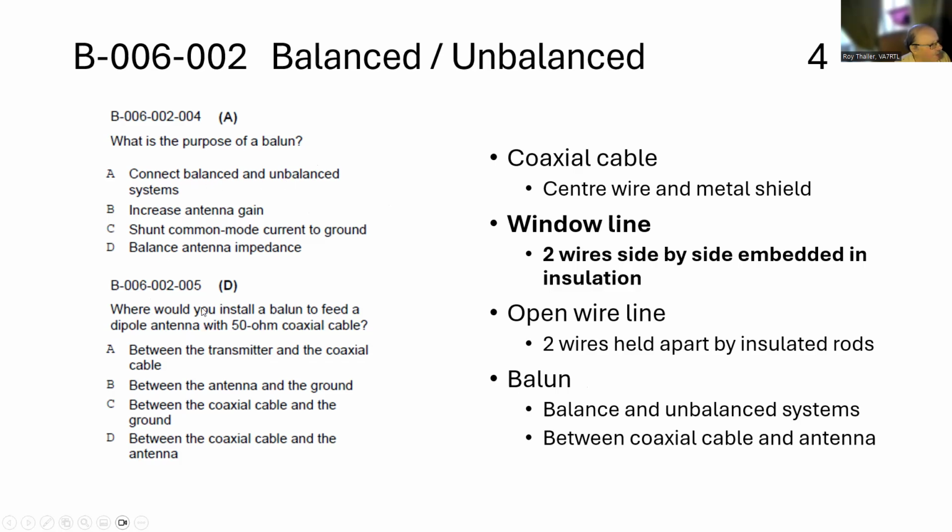Where would you install a balun to feed a dipole antenna with a 50 ohm coaxial cable? In that case, you want to install the balun between the coaxial cable and the antenna. So D is the correct answer.